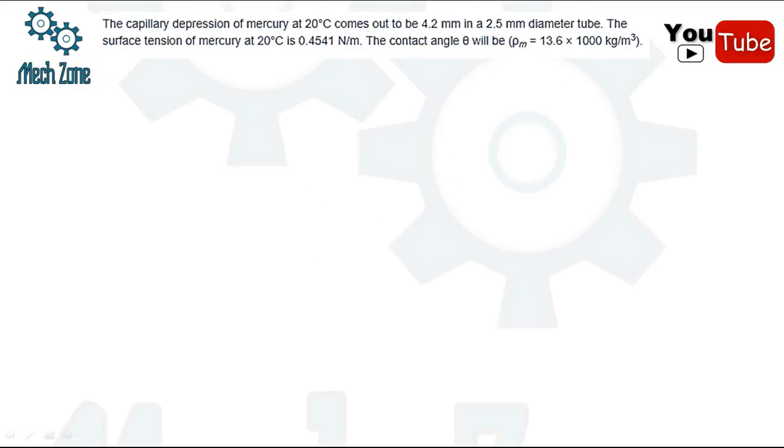Now the next question that we have: a capillary depression of mercury at 20 degrees centigrade comes out to be 4.2 mm in a 2.5 mm diameter tube. The surface tension has been given. The contact angle will be. Now we know that the capillary height, or the rise or depression formula, is given by 4 sigma cos theta upon rho g d. So here we have to find out the value of cos theta.